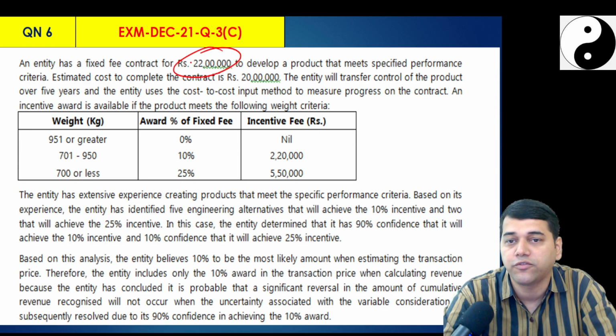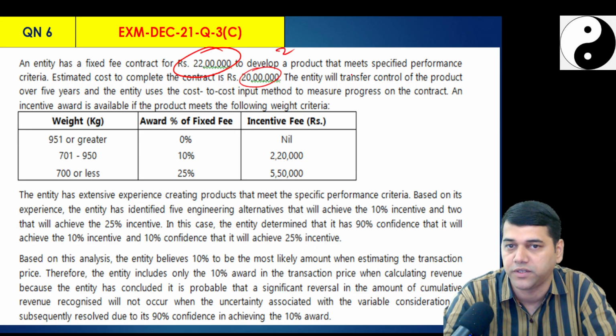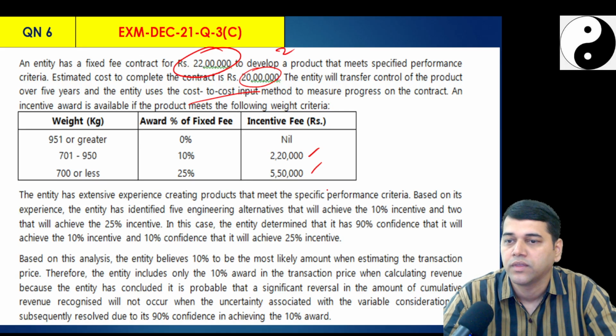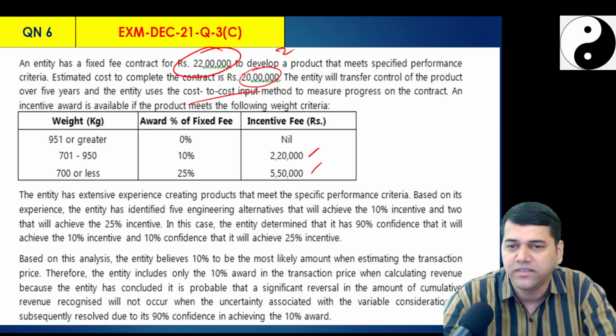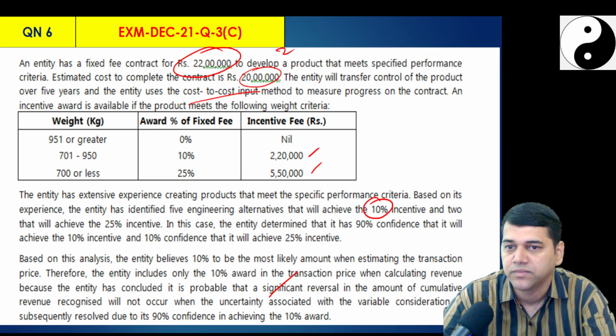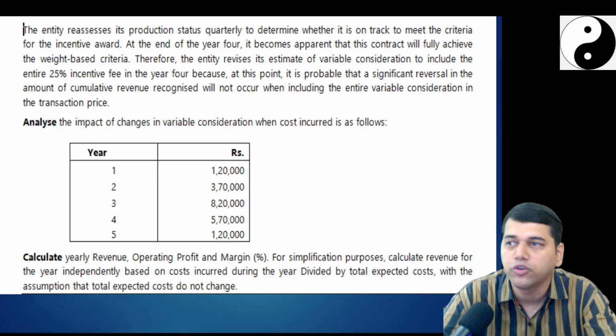Contract had a fee of 22 lakhs and cost was 20. So 2 must be your profit. Over a period, the cost to cost input method has to be used. They have told you incentive also 2.2, 5.5. The entity's extensive experience, they said that there is a 10%, 25% chance. So based on the analysis, it is the same story. So you will go for the 10%. If you go for 10%, you would have included 2,20,000.